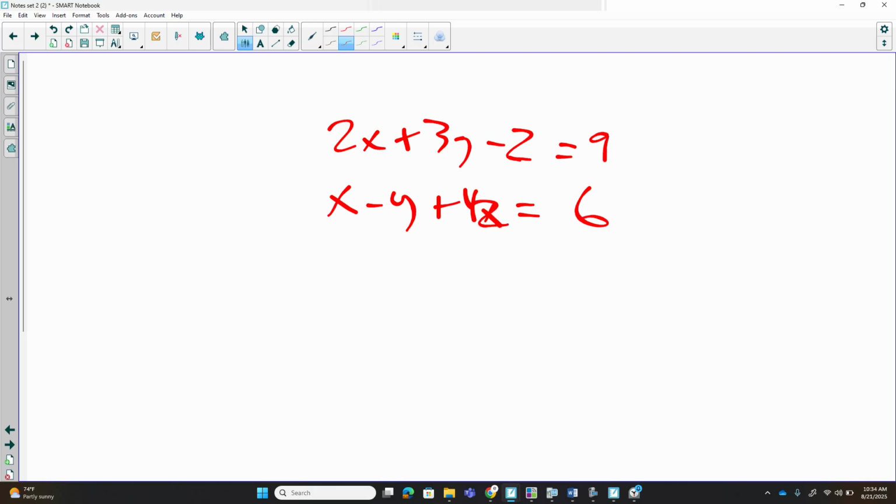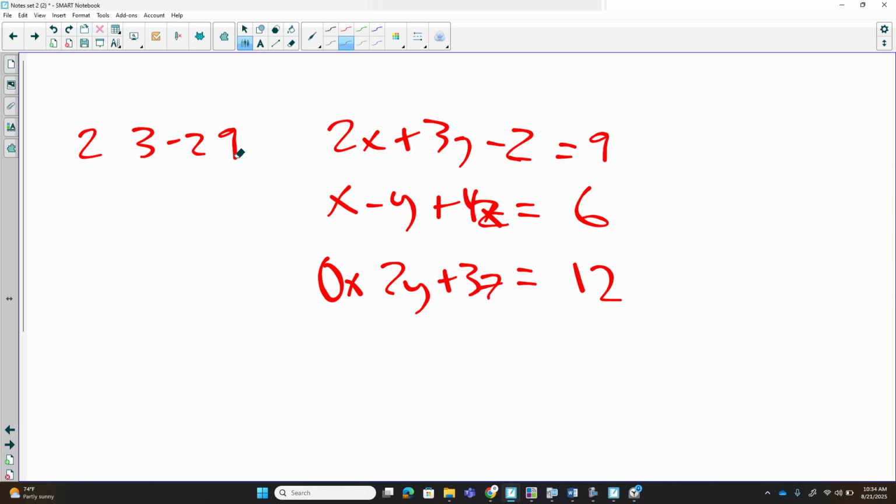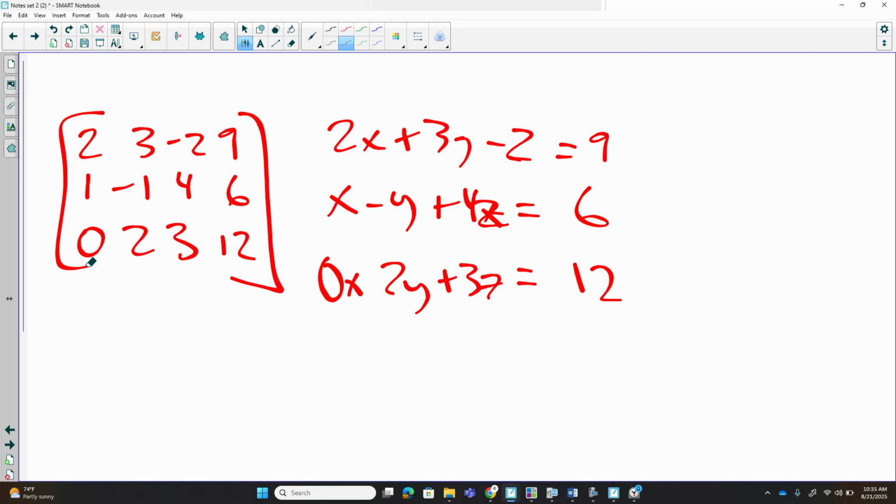Okay. So what do you notice about the third equation? There's no what? So there's a 0x there. We are going to create a matrix. 2, 3, negative 2, 9. 1, negative 1, 4, 6. 0, 2, 3, 12. What size is this matrix? 3x4. It is a 3 by 4.